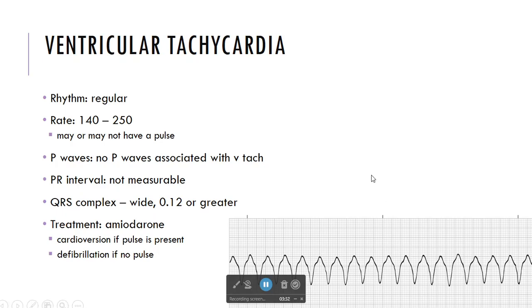So let's talk about what VTAC is. VTAC is wide and bizarre, so you've got a really good example of that. It's usually regular. The heart rate's anywhere from 140 to 250. And it may or may not have a pulse. So it's important to go assess your patient, and it is treated differently if you have a pulse and if you don't have a pulse. There's really no P waves associated with the VTAC. There is not a measurable PR interval, and they're wide and bizarre, so your QRSs are greater than 0.12.